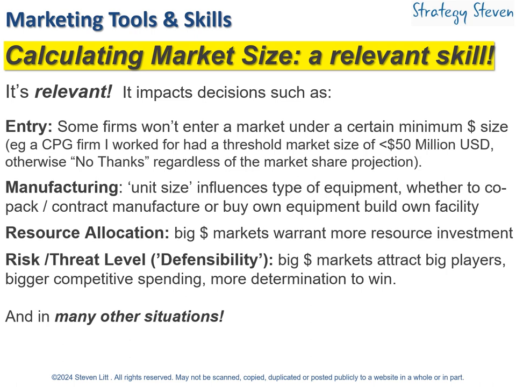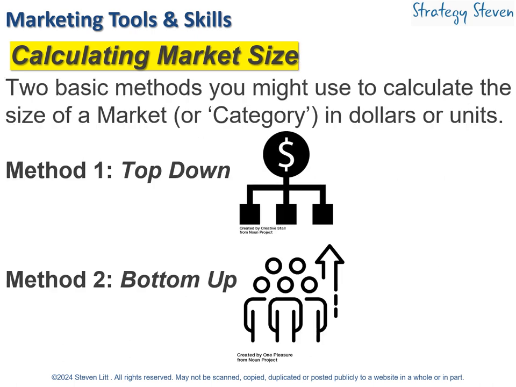Should you co-pack, etc.? Resource allocation is also impacted. In other words, bigger markets tend to attract more investment-worthy dollars. But at the same time, the downside is that bigger markets tend to have a high risk in terms of big dollar defenders. In other words, bigger players tend to gravitate towards big markets. They don't leave them open for long. And you will know that if they're not playing there now, and it's a big market, they may very well be playing there soon. There are two methods to calculate market size: top-down and bottom-up.